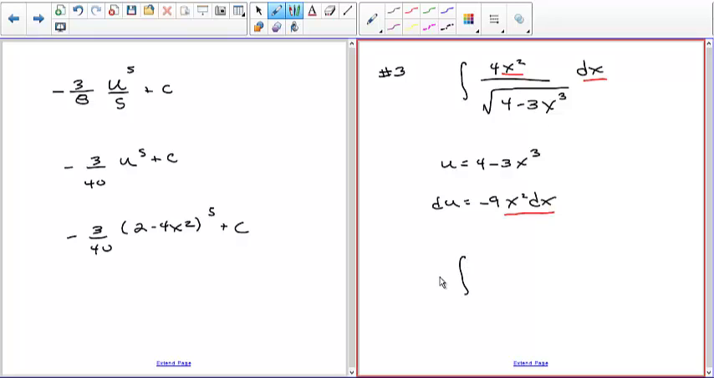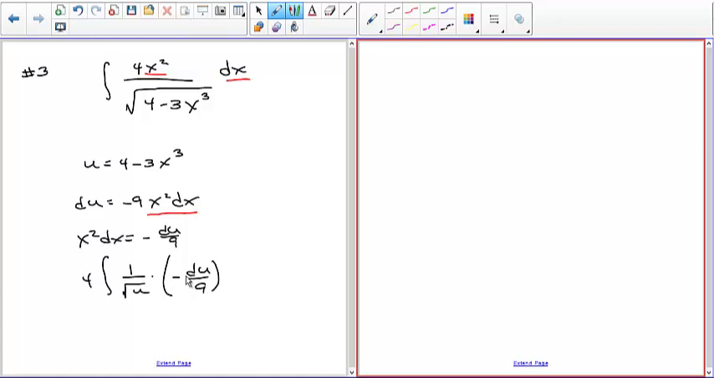So again, I'm going to pull the 4 out. This part, 1 over the square root of that whole thing becomes 1 over the square root of u, and then I have negative. Okay, so what I'm going to do here is solve for x squared dx, which is negative du divided by 9, so that goes here, du divided by 9. Now, notice I put the parentheses here. I didn't point it out in the previous problem, but if you have a negative sign, you've got to put parentheses around it. If you didn't have a negative sign, you wouldn't necessarily need the parentheses, but I need the parentheses to clarify that this is not subtraction, that it's the negative of that quantity.